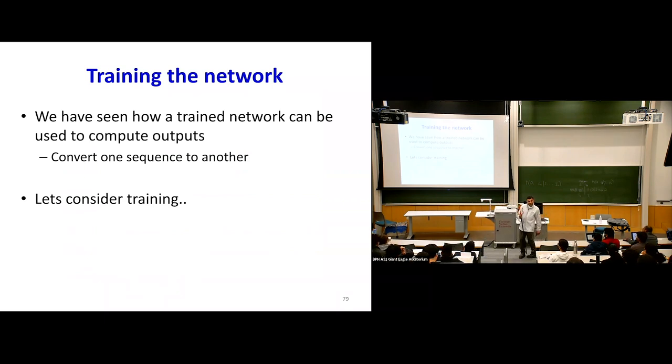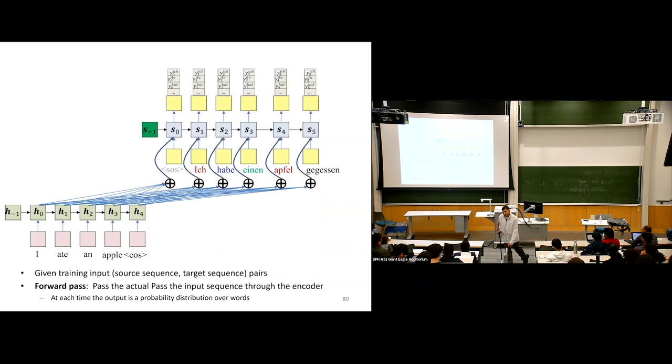So we have seen how a trained network can be used to compute outputs, convert one sequence to the other, right? This is given training. That's what the beam search was all about. But what about training itself? For training itself, things get a little tricky. You're going to be just given an input, I ate an apple, and the output is Ich habe einen Apfel gegessen, right?